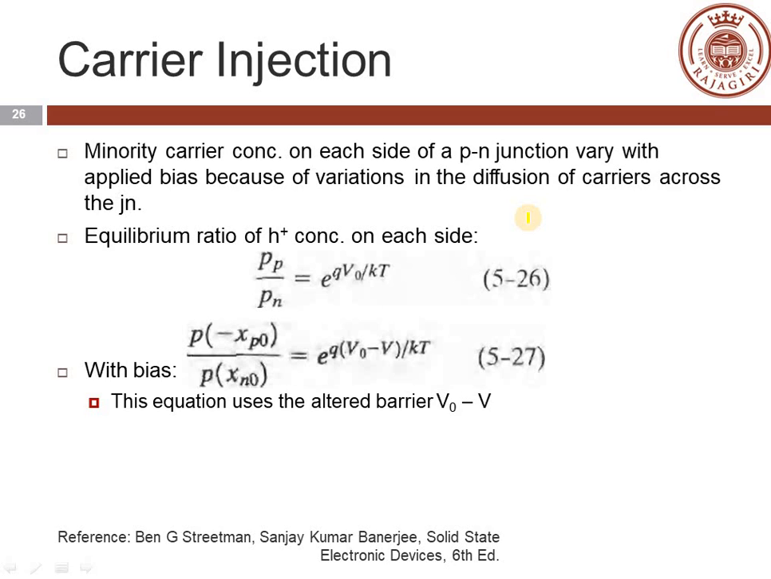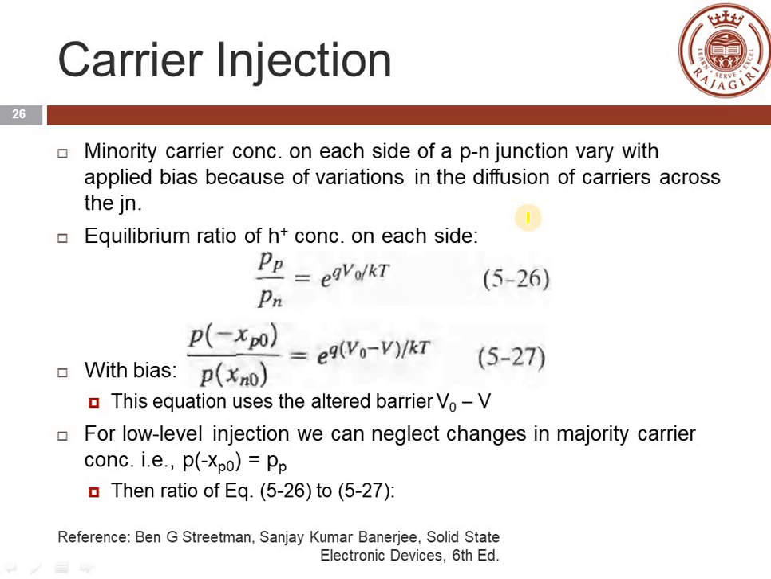Now, we are assuming low level injection. Low level injection means that we will be considering the changes in minority carriers only. Majority carrier changes we are not considering. So here we consider Pp as the majority carrier because holes in the P region are majority carriers, and Pn, that is holes in the N region, are minority carriers. So we will be considering the change in minority carriers, or we can neglect the change in majority carriers. So we can write P of minus xp0 equal to Pp itself.